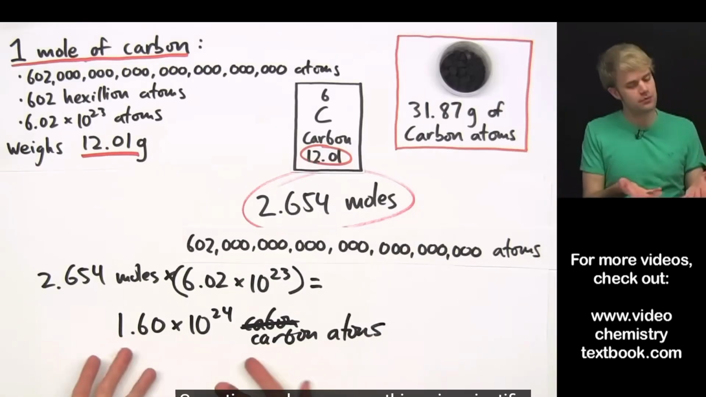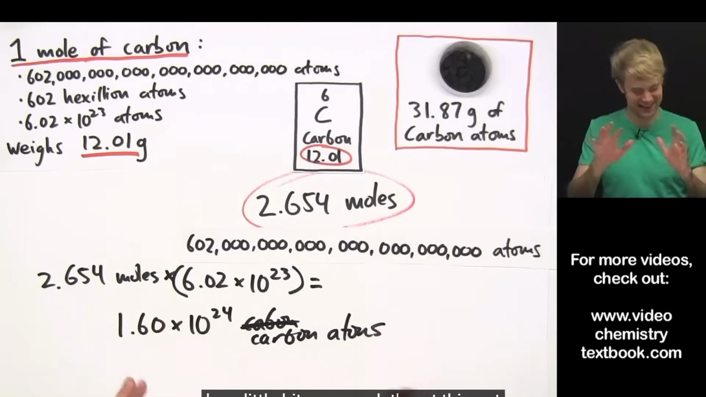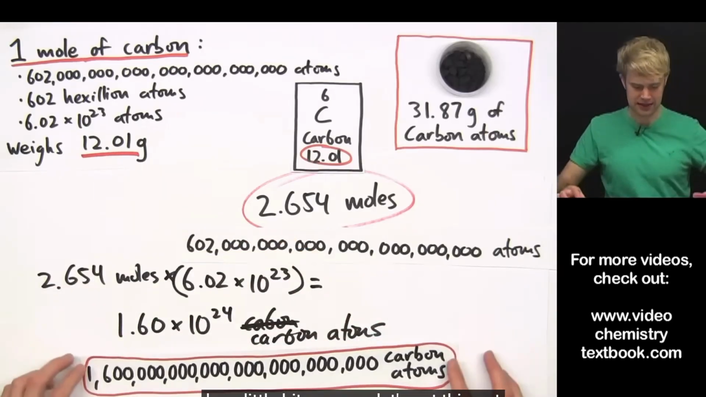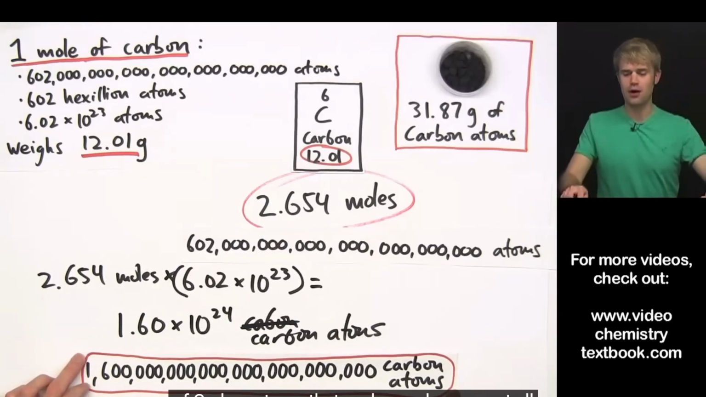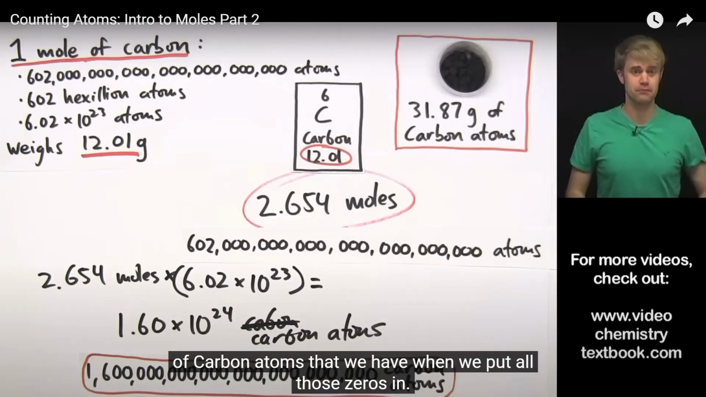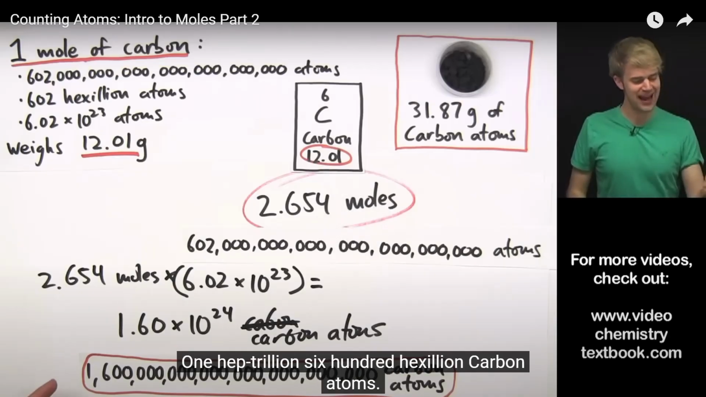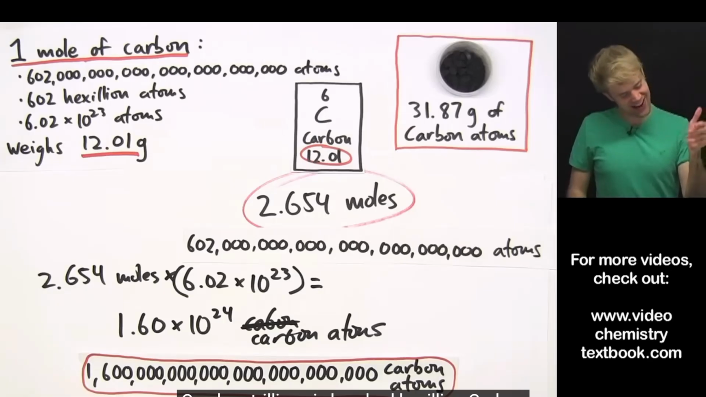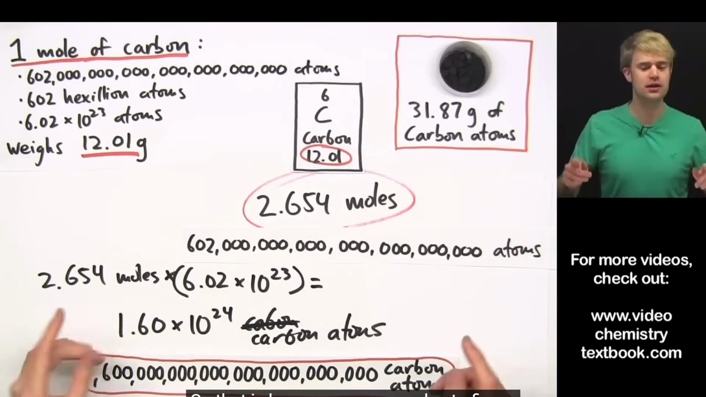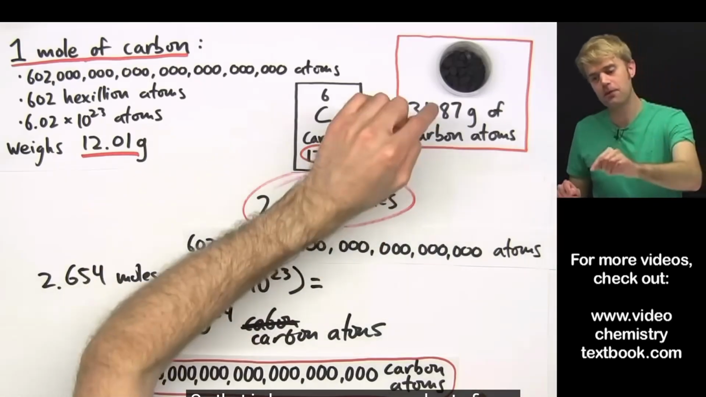And now, again, sometimes when you see things in scientific notation, it can be a little bit scary, a little bit tricky. So let's put this out of scientific notation. And this is the number of carbon atoms that we have when we put all those zeros in. Quite frankly, I find that number more scary than scientific notation, because that's a lot of zeros. It looks less scary without it, but it is a whole crap ton of atoms. A whole bunch. 1 heptrillion, 600 hexillion carbon atoms.